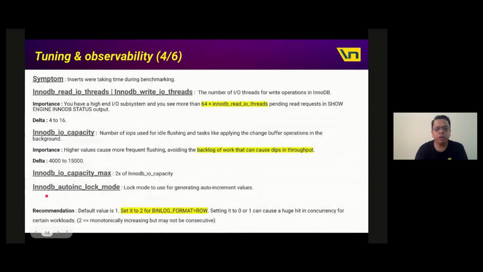Then there is innodb_autoinc_lock_mode. It is basically a lock mode to use for generating auto increment values. So if you are using an auto increment column and you have a high throughput kind of workload, then generally it is recommended to set it to 2 for binlog_format equal to ROW, because in that case it doesn't take any table level auto-inc lock. But the only catch here: when you set it to 2, the increment IDs will be monotonically increasing, but they might not be consecutive. That is the only catch. But in our case, this was fine for us, so we went ahead with it.